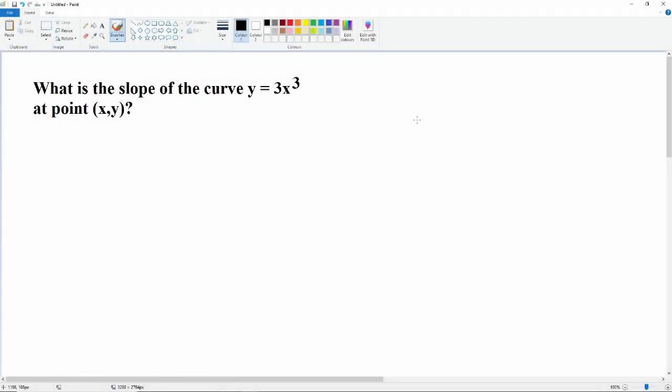What is the slope of the curve y equals 3x cubed at point x, y? Okay, we'll remember that from lesson 3 we actually did want to know what is the slope of the curve y equals 3x cubed at some arbitrary point. I don't remember what that point was, and it doesn't matter at the moment.